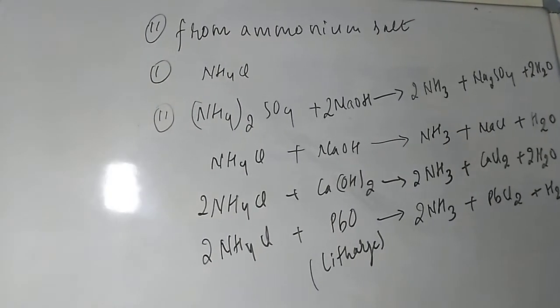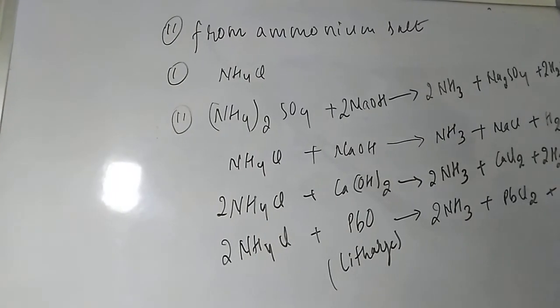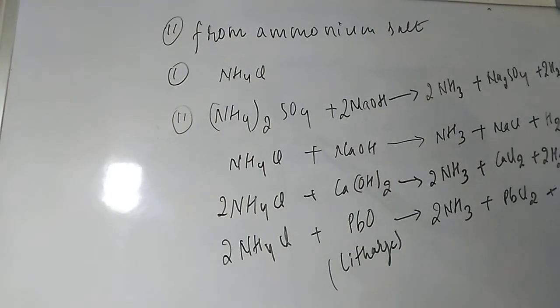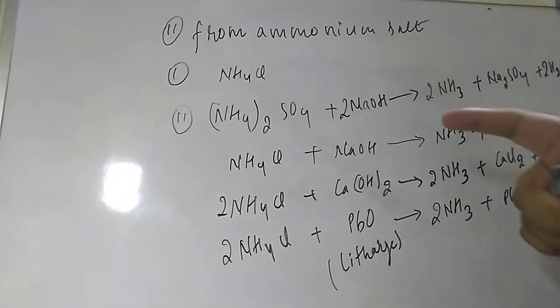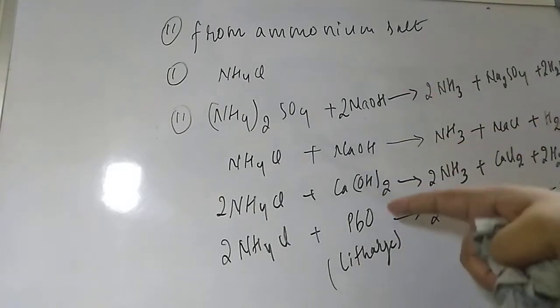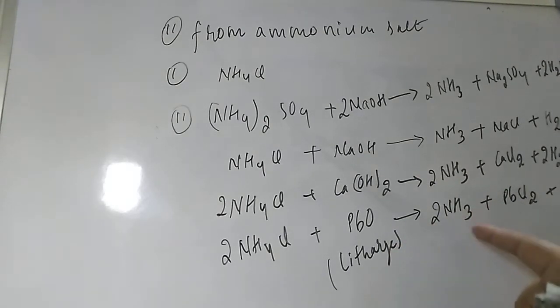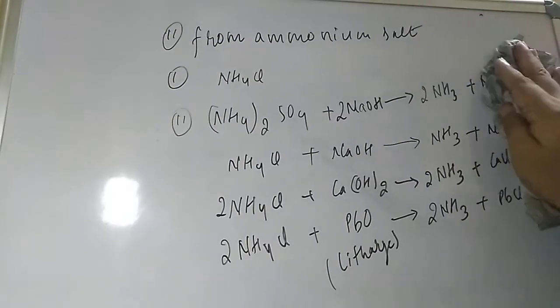The equation I have already written here, so we can understand it with the help of that equation. Now let us see the other methods. From the ammonium salt we understood that if you treat the ammonium salt with a base, there are 3 ways: sodium hydroxide or calcium hydroxide, and even litharge also gives ammonia from the ammonium salt. Now let us move to the other method from which we can prepare ammonia.